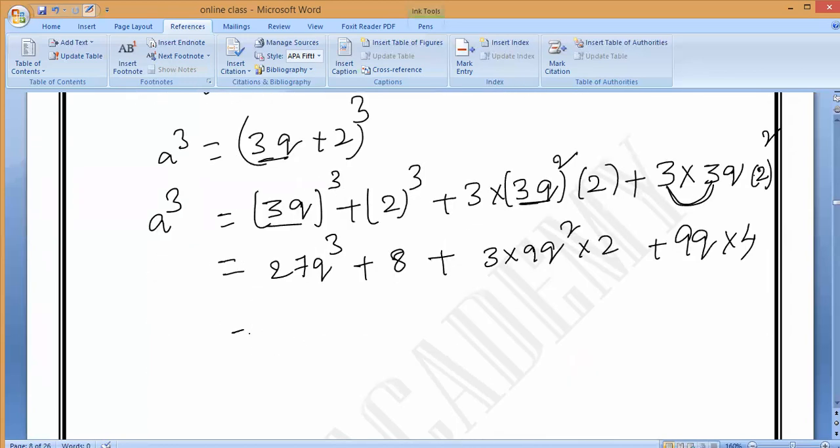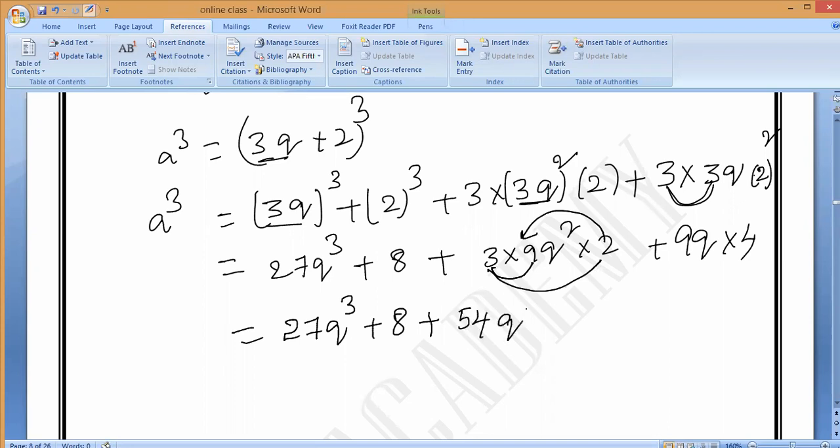So now again you do it. 27q cube plus 8 plus 27 into 2, that is 54q square. 3 2s are 6, 9 6s are 54. Next, 9 into 4 is 36q.